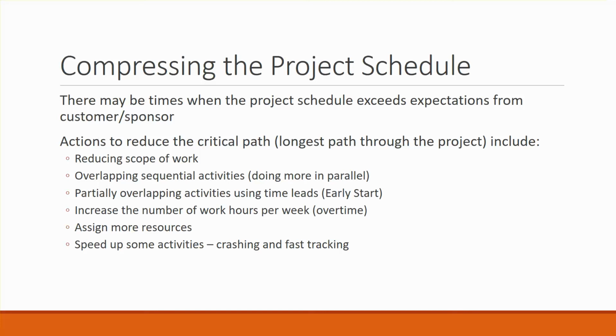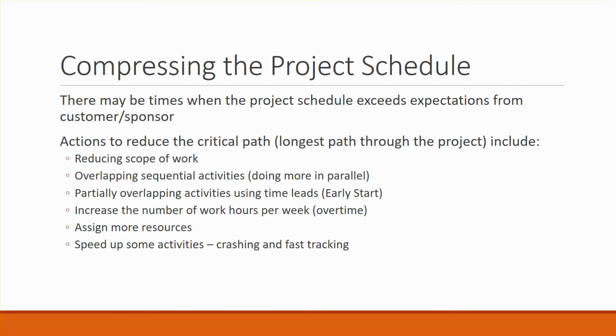Okay, so sometimes there are other ways of going about it, and one of the things that we might need to do is compress the project schedule. There may be times when we need to change the project schedule because it exceeds the expectations from the customer or sponsor. Some of the ways that we can compress the schedule are to, well, reduce the scope of work. Sometimes there's just too much work that needs to be done. If somebody comes along and says, I need you to finish this project a month earlier, okay, what do you want me not to do in order to make that happen? Sometimes we just have to reduce the scope of work in order to do that.